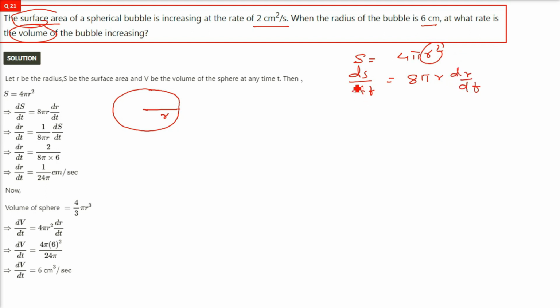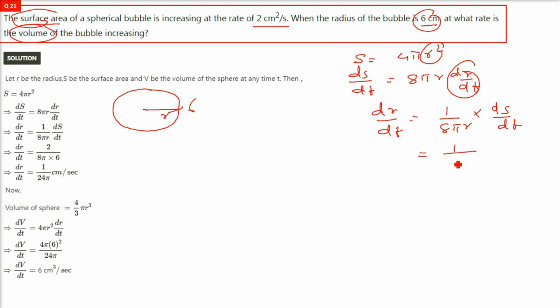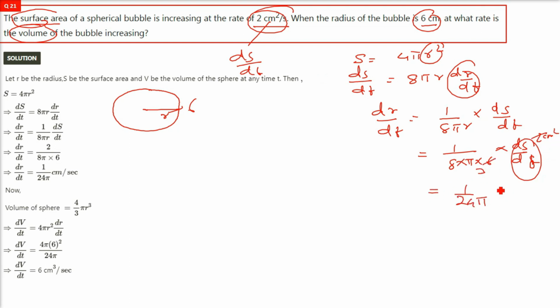So we'll get dr by dt from here because this ds by dt, surface area rate, is already given in the question. It's 2 centimeters square per second. So 1 by 8 pi r, and this radius is already given, 6, and ds by dt is already known to us. This 2 is already known to us. Because this is the rate of change of surface area, now you have 2 divided by 8 pi 6. When you solve it, you'll get 1 by 24 pi centimeter per second. This is dr by dt.